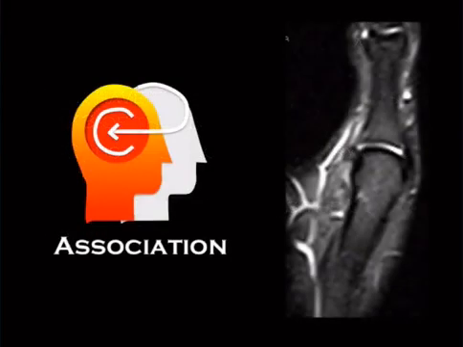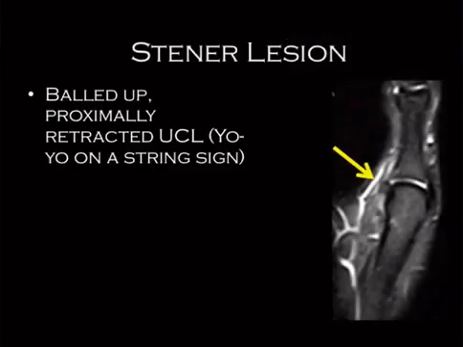Now, speaking of that, what is this thing? What am I showing here? It's an association with this particular injury. You may have heard of this thing called a Stener lesion, which is basically a balled up, retracted UCL that's pinned underneath the adductor aponeurosis. And because it's there, it prevents contact of the UCL and the proximal phalanx.